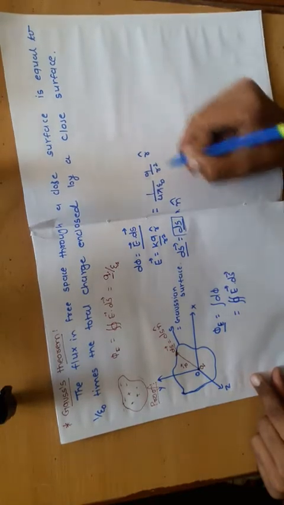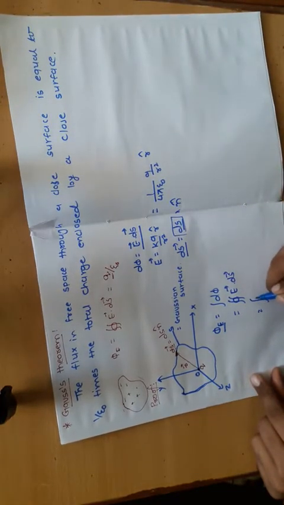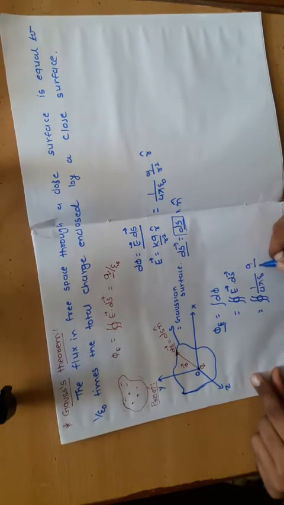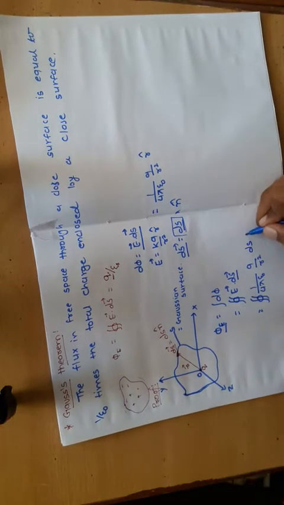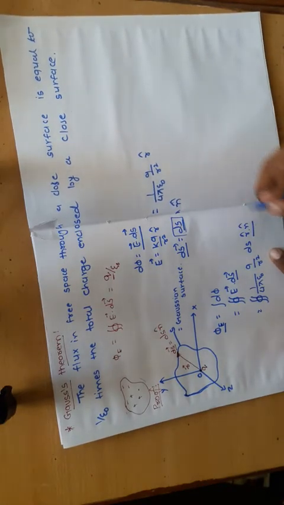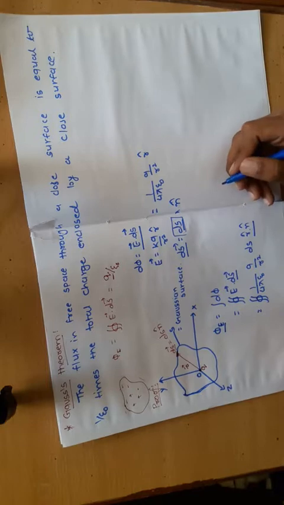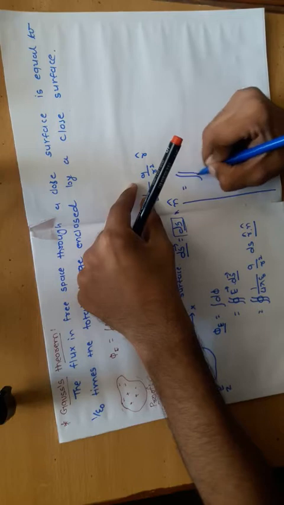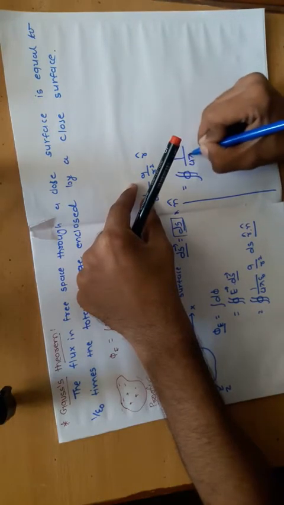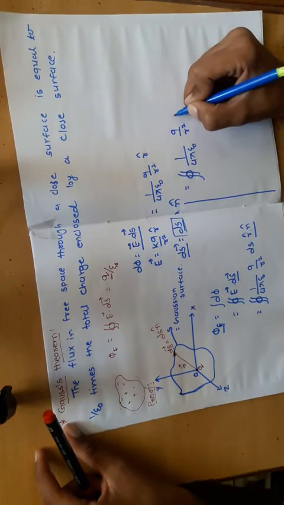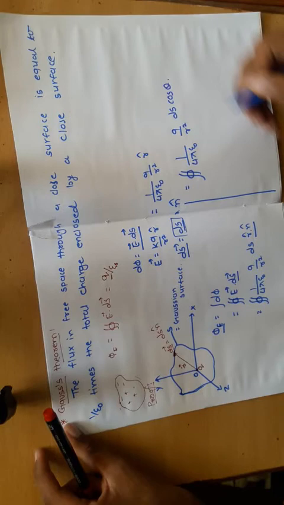So I will put this value in this equation. I will get 1 upon 4 pi epsilon naught q upon r square into ds, where ds is ds into r cap into n cap. Here r cap into n cap is nothing but cos theta. So I will write here 1 upon 4 pi epsilon naught q by r square ds cos theta.